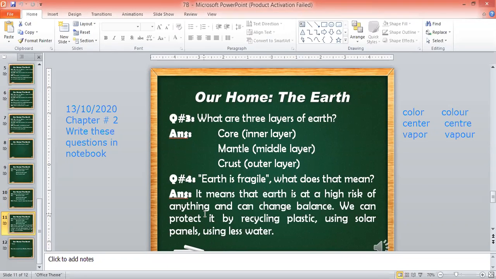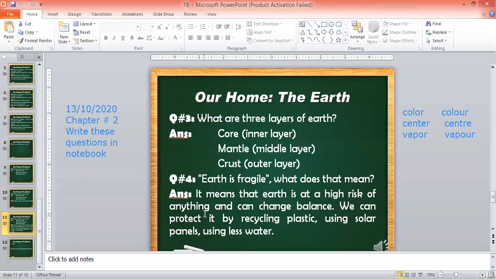We can protect it by recycling plastic, using solar panels, and using less water. There are some more things we can do, but if we do these three things, we can save the earth very much. By recycling plastic, because plastic never dissolves in earth; it takes many years to dissolve.